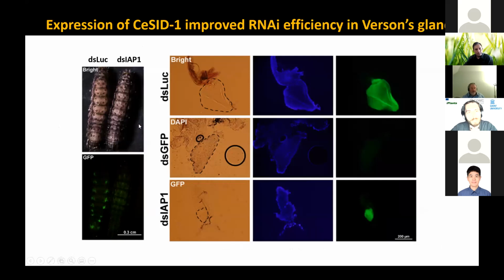In Verson's glands, we can not only knock down GFP as a marker, we can also knock down endogenous genes like IAP. So this is a control panel where these SID1 transgenic larvae are treated with ds-Luc, a non-specific dsRNA. If we treat with ds-GFP, the GFP completely disappears. And if we treat these with IAP, it induces cell death. The size of this Verson's gland decreases significantly, showing that the RNAi works well and we are able to get rid of a lot of cells from these glands.